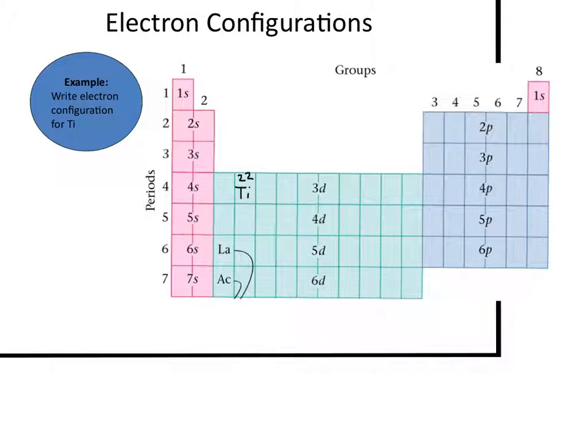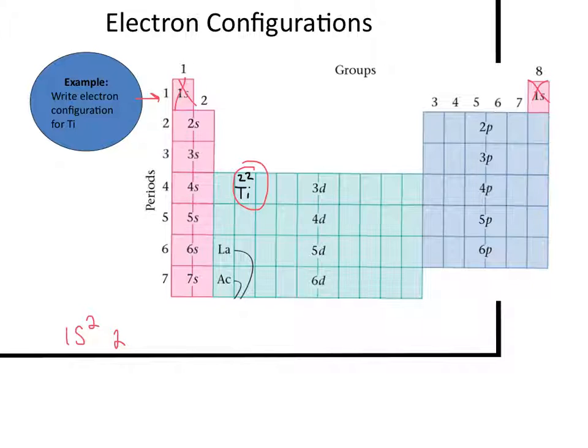Right, the last example that we're going to do is we're going to write the electron configuration for titanium. You can see that that's number 22 on the periodic table. So once again, using our table to help us along, we have to fill 22 electrons. We're going to go to the first energy level, and only 2 electrons can be placed in the first energy level of the S subshell.